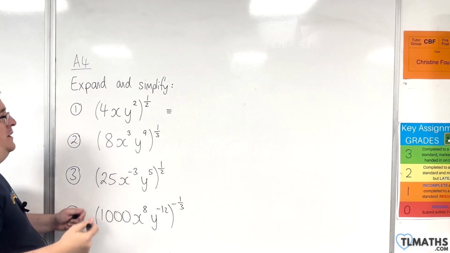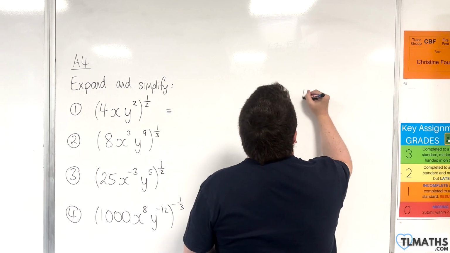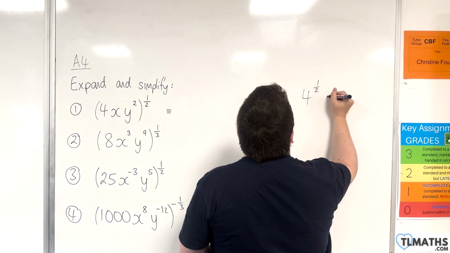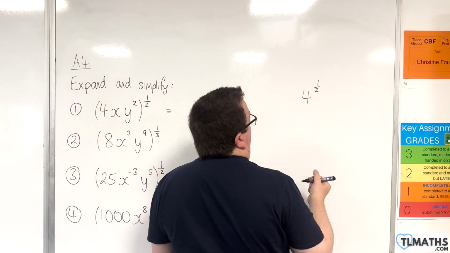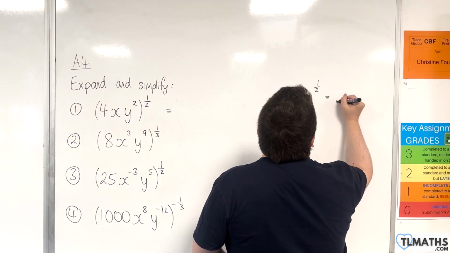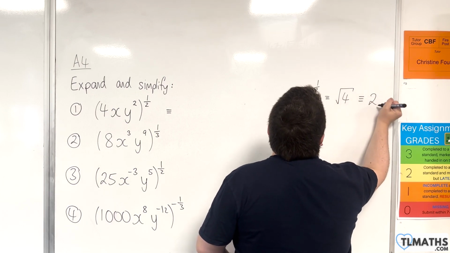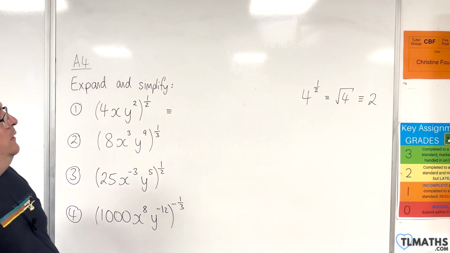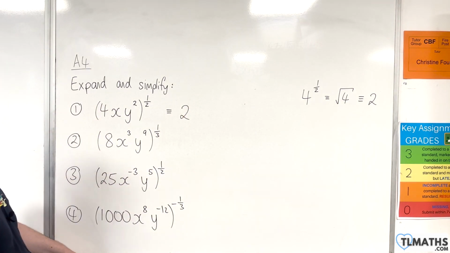So, first of all, we need to do 4 to the power of 1/2. So this is understanding from our indices. We understand that 1/2 as a power means square root. So this is the square root of 4, which of course is 2. So the square root of 4 is 2. So we have 2 at the start.